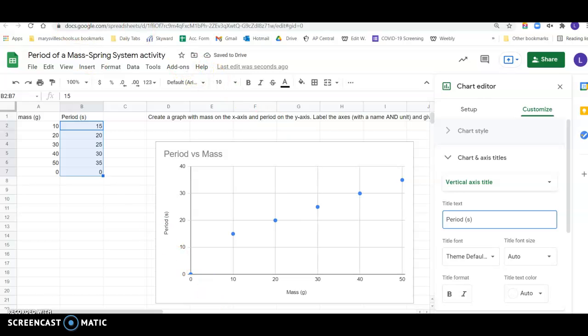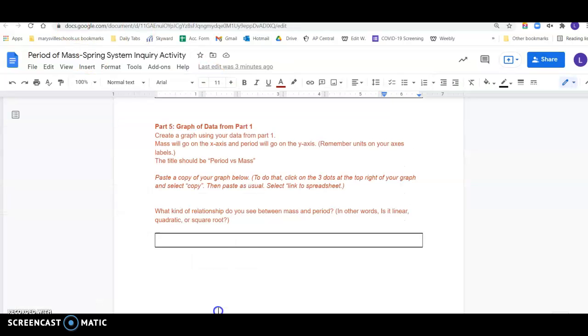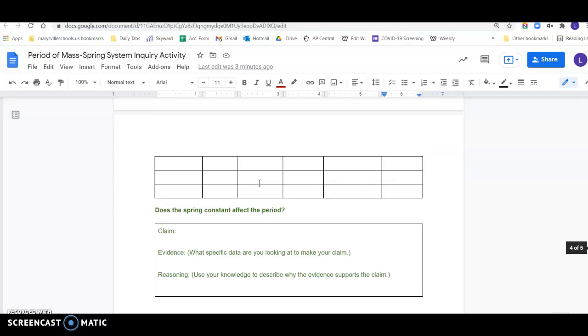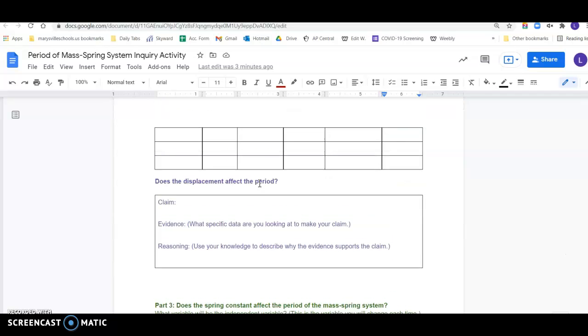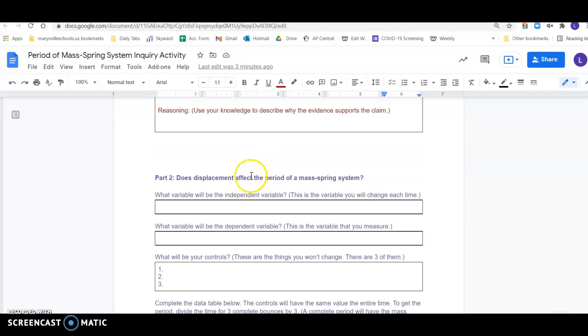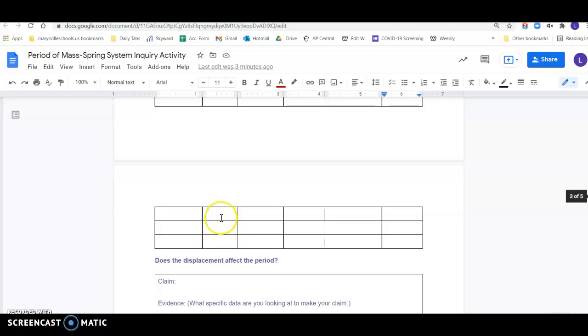Okay, so again, on the activity, that's parts 1 and 5 that I just showed you. For part 2, you are going to go through, but in this case, you are going to change the displacement. So you're going to pull it down different amounts and see what happens, and so on.